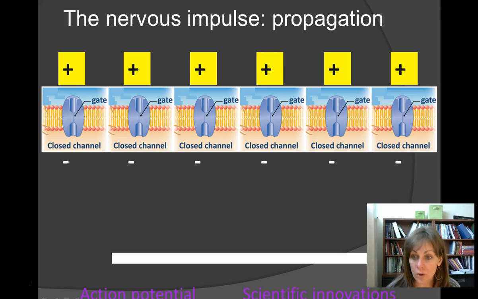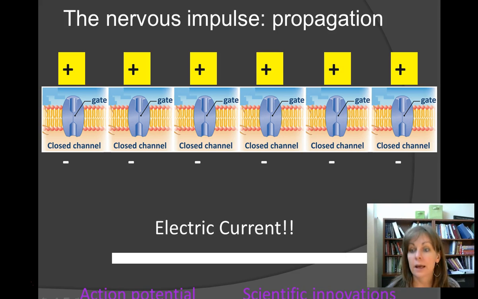And if you know anything about what the movement of a charged particle is, it is called electric current. So it is literally electricity running through your neurons. Literally.